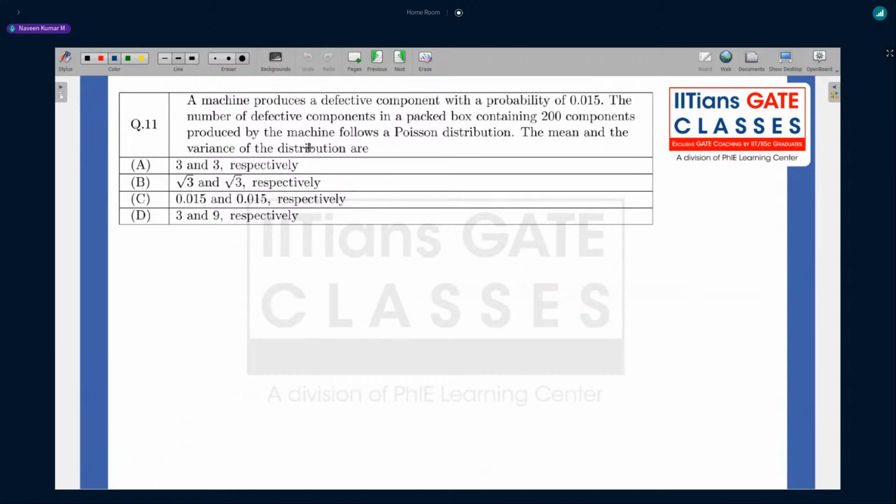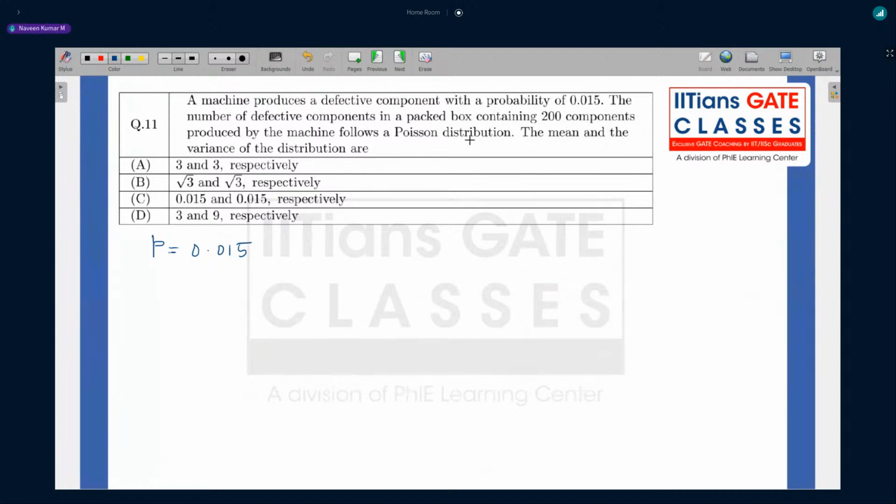The first question is from probability and statistics. This is one of the important topics, but they have asked only a 1 mark question, and a very, very simple one. Let's read it. A machine produces a defective component with a probability of 0.015. Let's write what is given. Probability is denoted by P, which is equal to 0.015. And the number of defective components in a packed box containing 200 components produced by the machine.